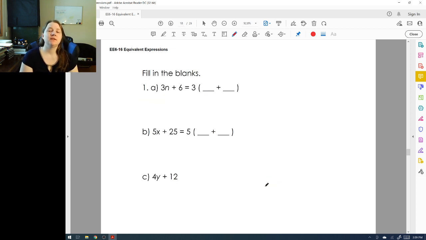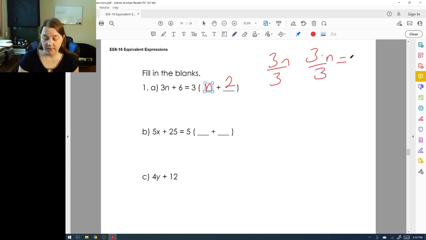Now they want us to fill in the blanks. They want us to undo the distributive property. This says 3n plus 6. If we divide 3 out of these, instead of having 3n, I'm going to take 3 out. That means I'm just going to have 3 here. 6 divided by 3 is 2. I've divided it out. 3n divided by 3 means I'm going to have 3 times n divided by 3, which means those two cancel out and I just have n.